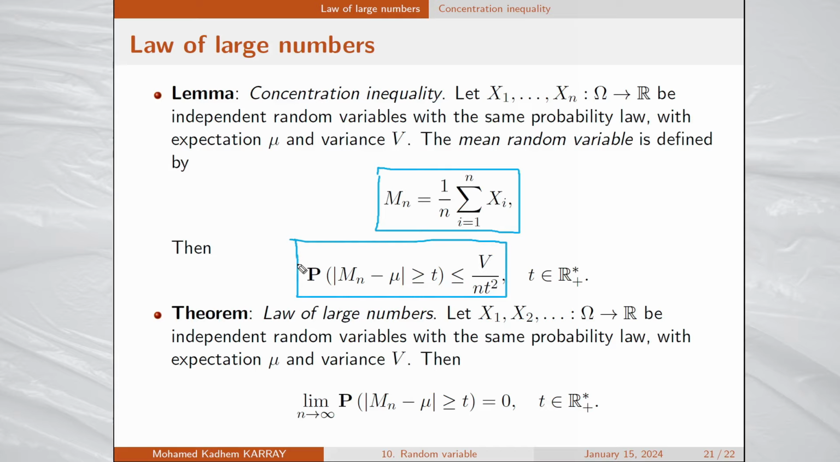And from this concentration inequality, we can now deduce the famous law of large numbers. It says that if x1, x2, etc. is a sequence of independent random variables with the same probability law, with expectation mu and variance v, then the probability that mn minus mu exceeds t converges to 0 as n goes to infinity. And this means, indeed, that mn converges, in the sense given here, to mu as n goes to infinity.